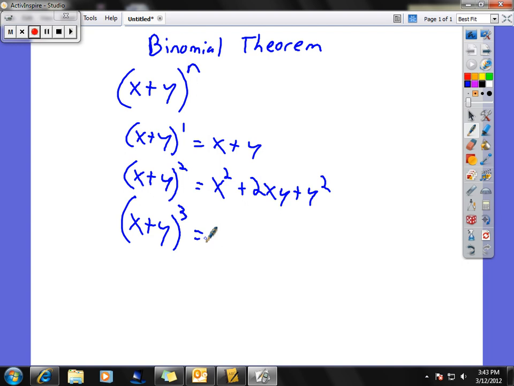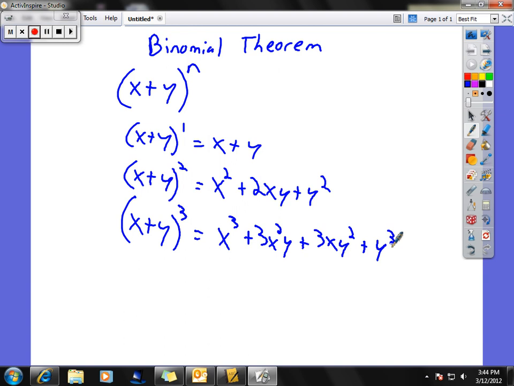Now this one's going to come out to x cubed plus 3x squared y plus 3xy squared plus y cubed. If you do all that multiplying and distributing and combining like terms, this is what you will end up with. Okay? Now obviously as this gets up to the 4th power, 5th power, 6th power, that's going to be a lot of work. Alright, so that's what this binomial theorem is, a way to do this more easily, and not have to do all this distributing and multiplying. It's a way to find these coefficients.